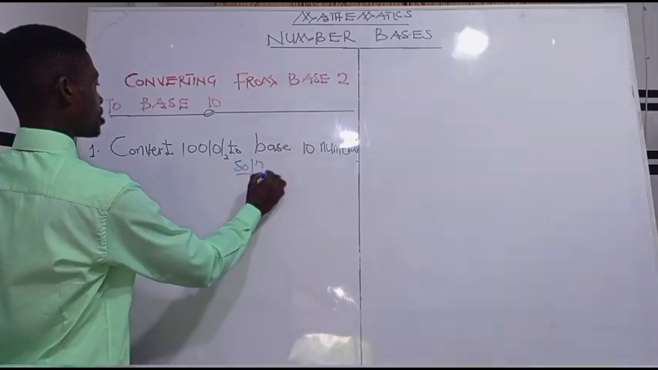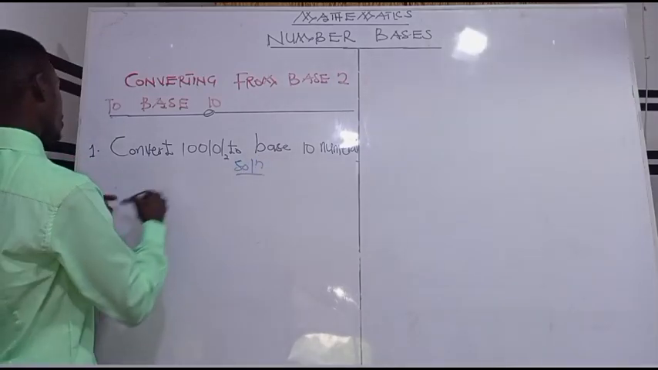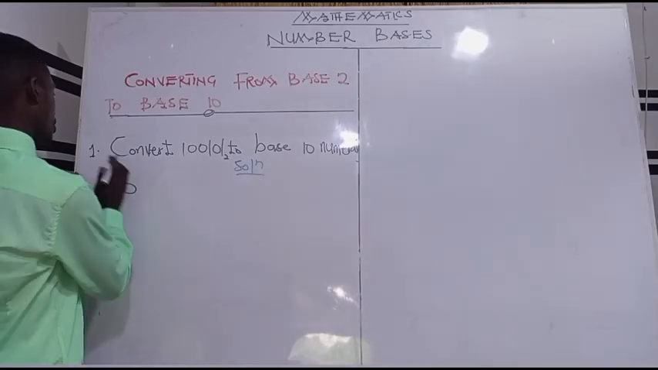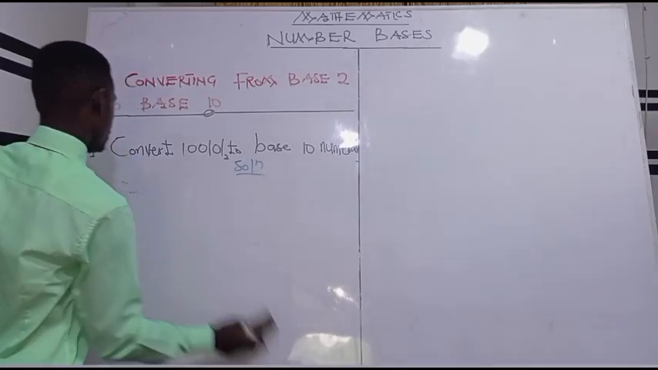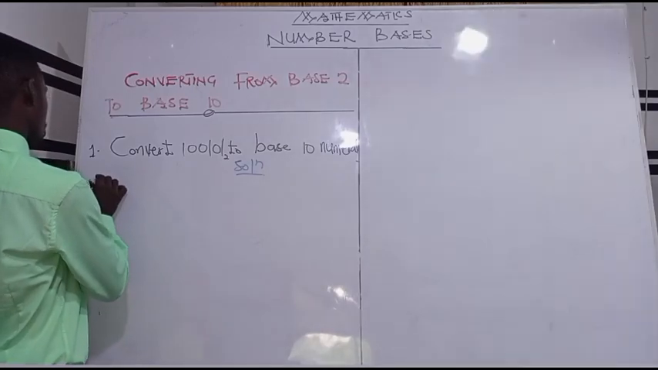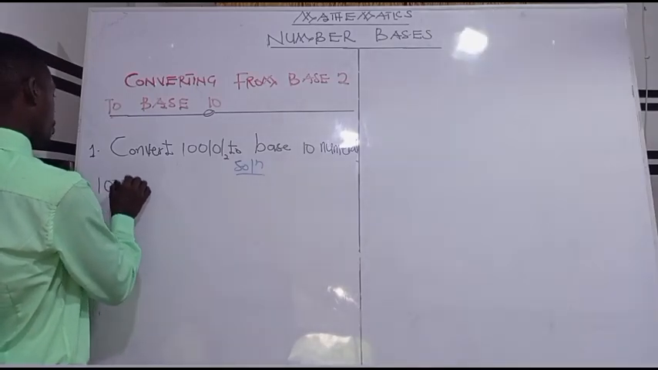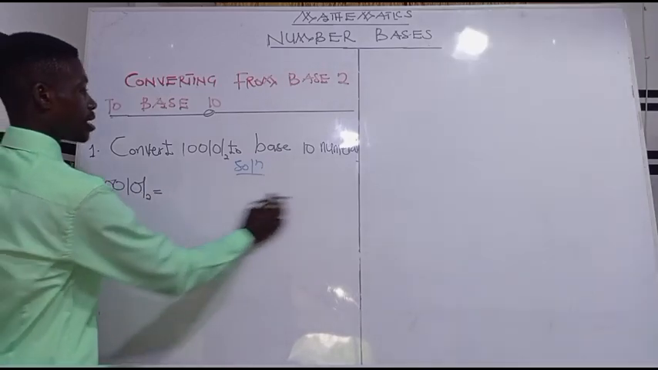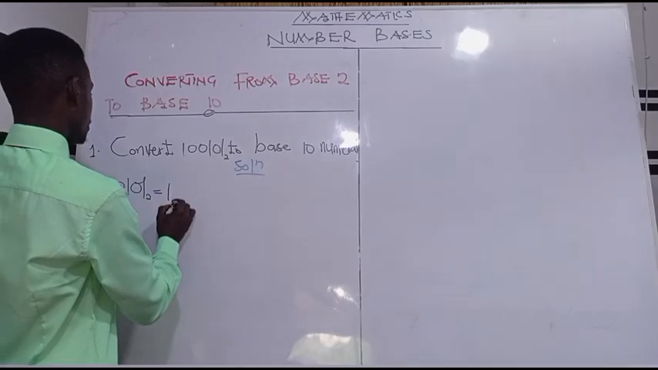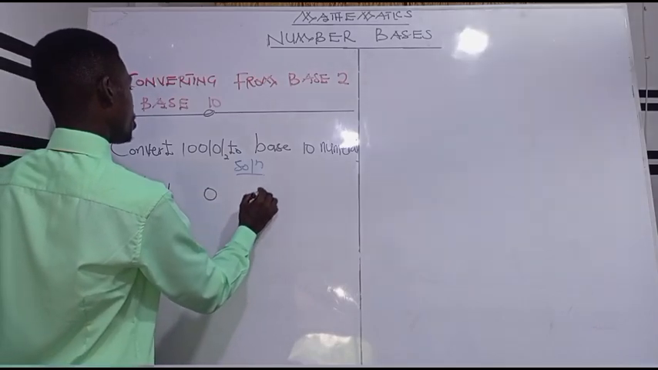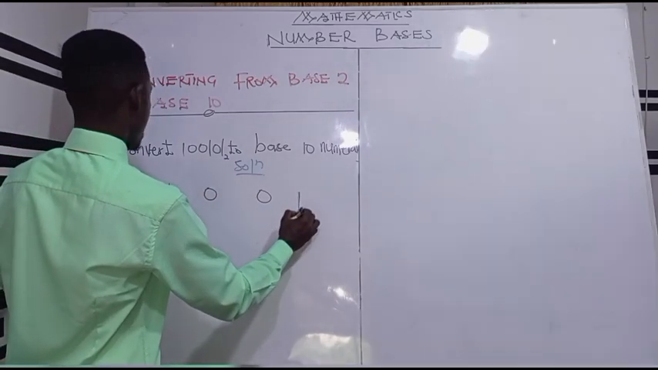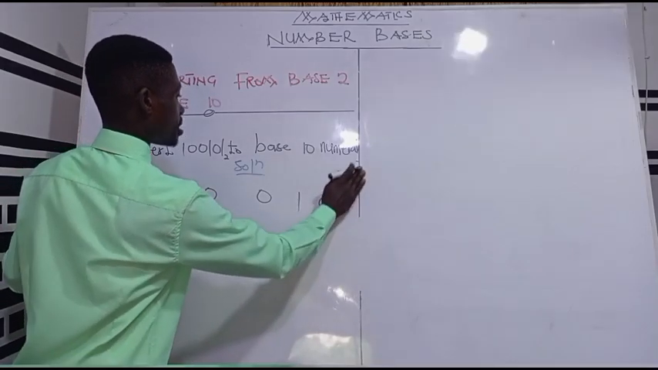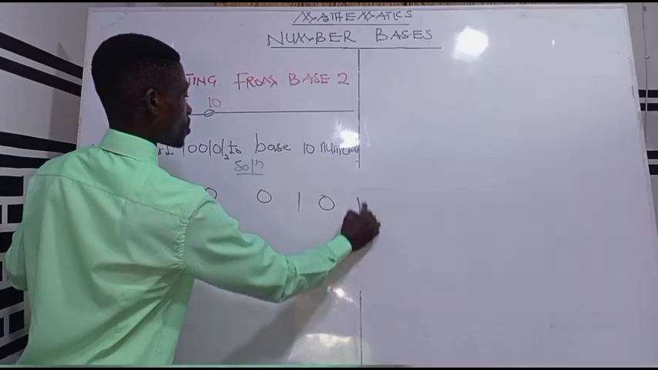So we have our solution and then we have our number base, which is 100101 base 2. So we are going to write this number in order. So we have 1 0 0 1 0 1.